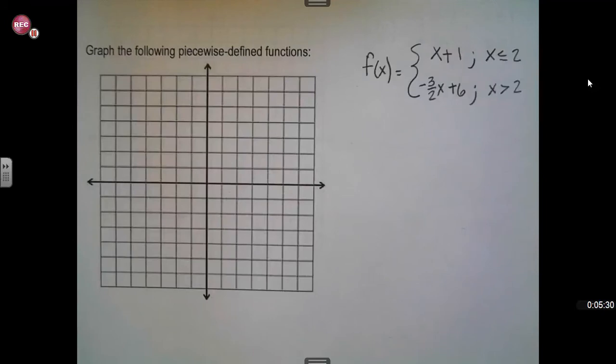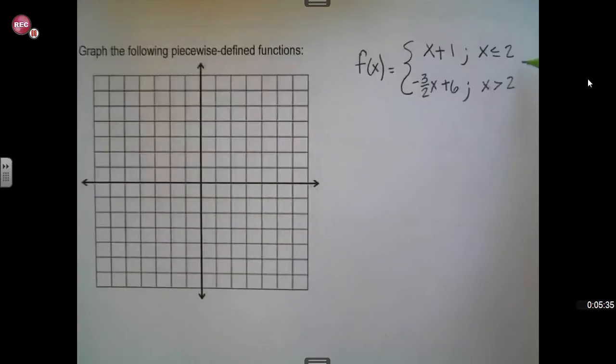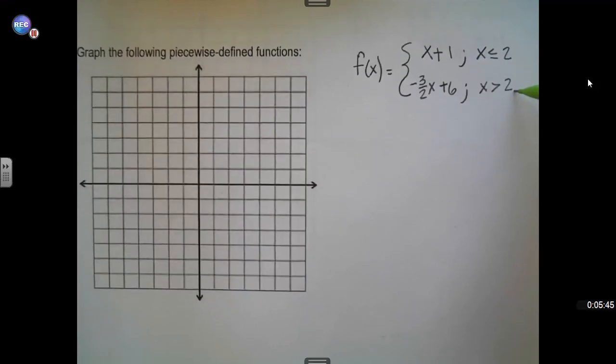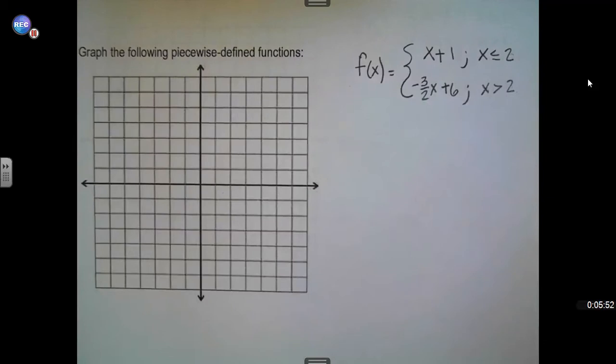So, notice that this is x is less than or equal to 2. This is x is greater than 2. And what I do is I call that my swing point, okay? Because that's where I'm going to change the definition of the function, at 2.